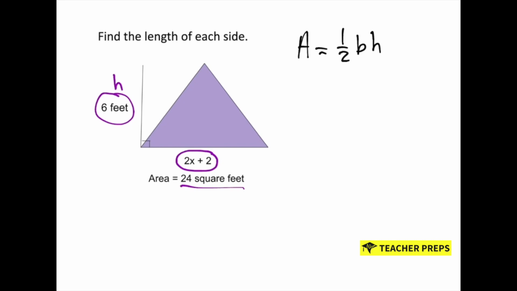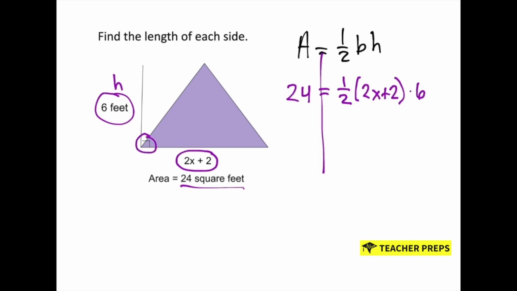The area is 24 square feet, so I'm going to plug 24 in for A. Then we have 1/2 times the base. The base is the expression 2x plus 2. And we're going to times that by the height, which is 6, because the height and the base make that right angle. We can multiply in any order, so take 1/2 times 6 first.